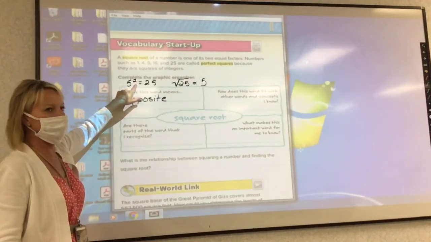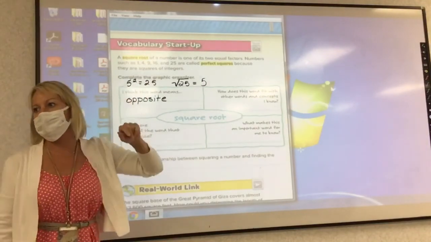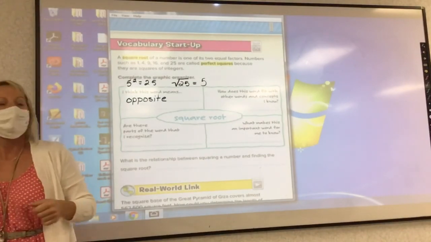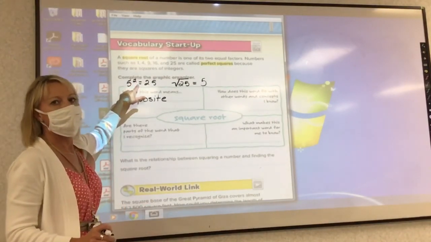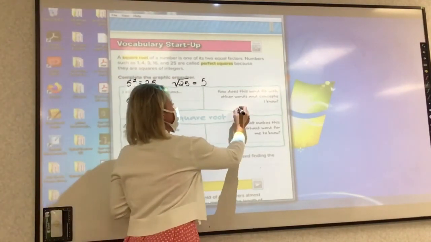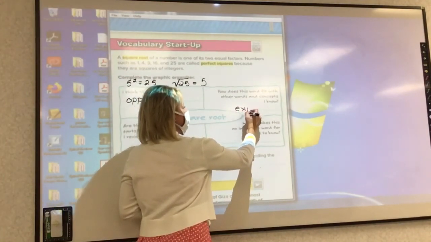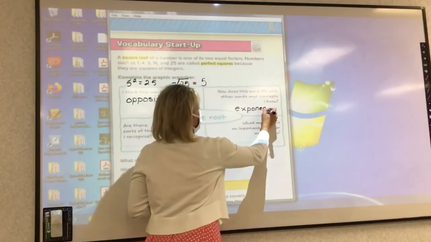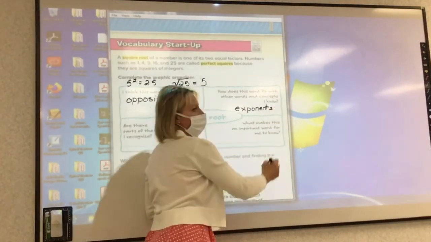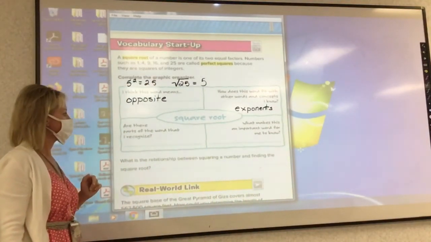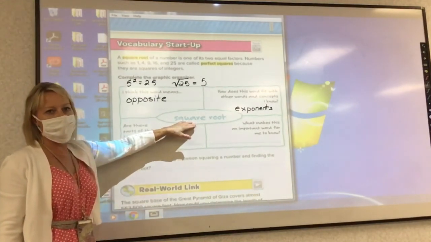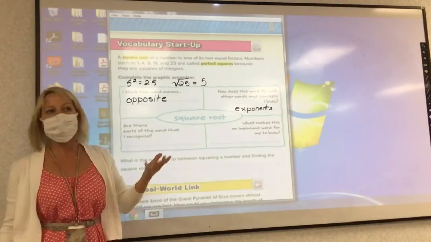So how does this word fit with the other words and concepts I know? Well, what is this? It's squaring. And what do we call that? There's a special name for that number that's up there in the top right hand corner. It could be any number up here. Yes, it starts with an E. Exponent. So when we have square roots, we have exponents. This word square root, is there a word in here that I know already? Square.